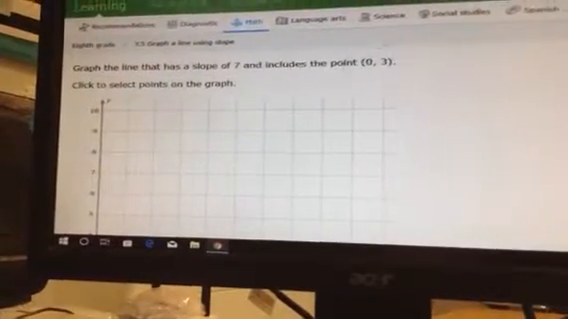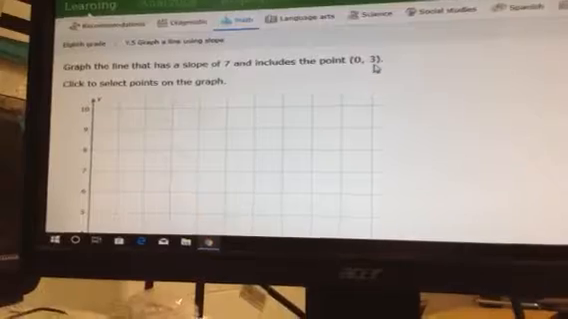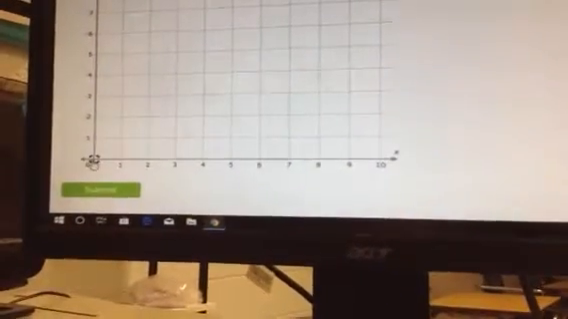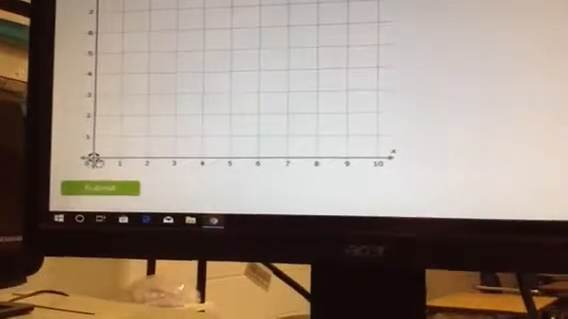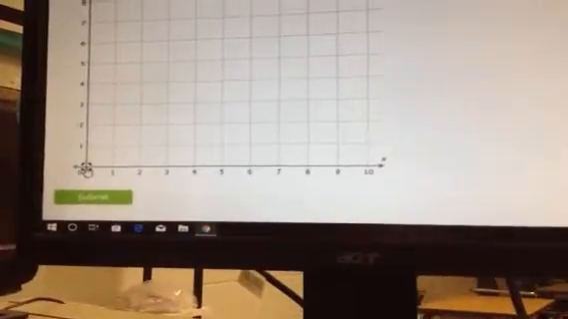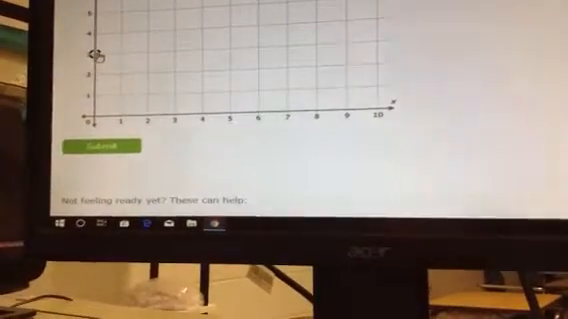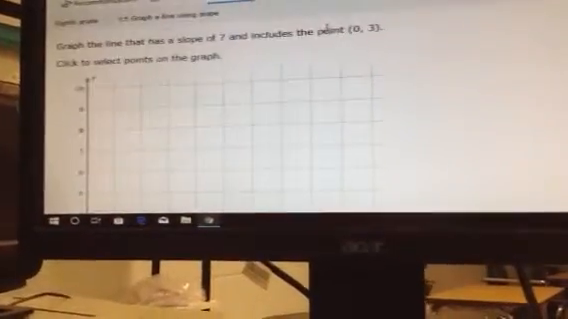Okay, so you always start with this point at the back, and you're going to go plot it. So mine is 0, 3. So 0 is telling me don't go anywhere. I'm not going left to right on the floor. And 3 is telling me to go up on the y-axis. So here's 0, 3. And then I go look at the slope.